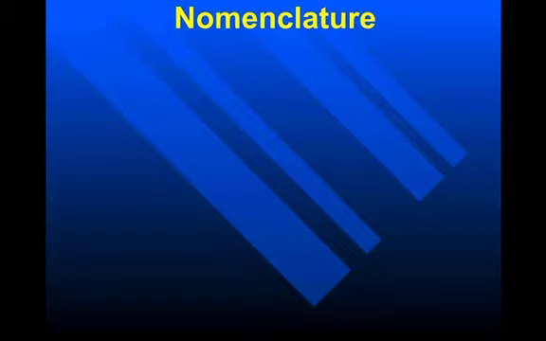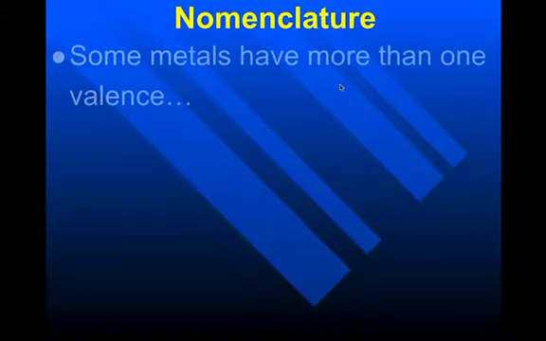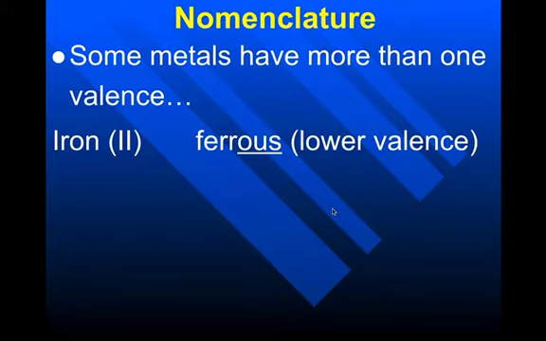Well, chemistry, like any foreign language, has its own rules and systems of naming, and we call that nomenclature. So we're going to learn how to name compounds today. To start off, you have to understand that we know the valence of some metals, like the alkali metals are +1, alkaline earth metals are +2, group 13 metals are +3, but some metals, like the transition metals, have more than one valence. For example, there's iron 2, which obviously has a +2 charge.